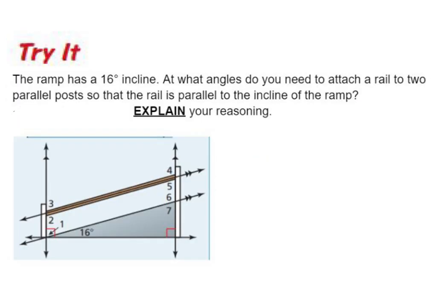Now it's your turn to try this last one. The ramp has a 16-degree incline, as we can see right down here. At what angle do you need to attach a rail, this rail, to two parallel vertical posts so that your hand railing is parallel to the incline? Explain your reasoning with words like corresponding angles, alternate interior or alternate exterior angles, as well as vertical angles.